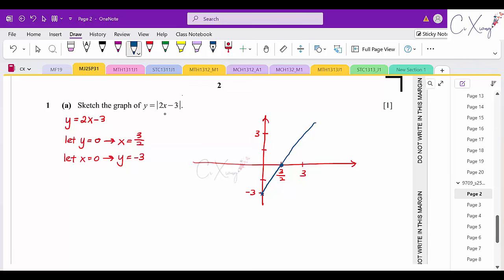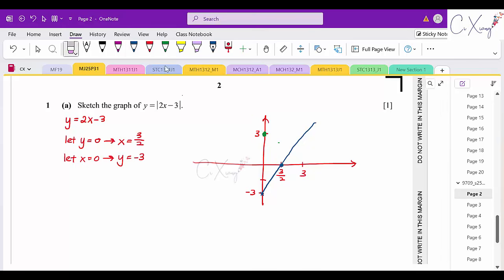So when I put the modulus sign, that means the whole graph should be positive. What does it mean? It means that for this negative 3 value, you have to reflect it up, become positive. So when you reflect it up, that means you have a positive 3 here. All right, and the whole part under the x-axis, you have to reflect it to become positive as well. So you reflect it through the x-axis, and your graph will eventually become something like this.